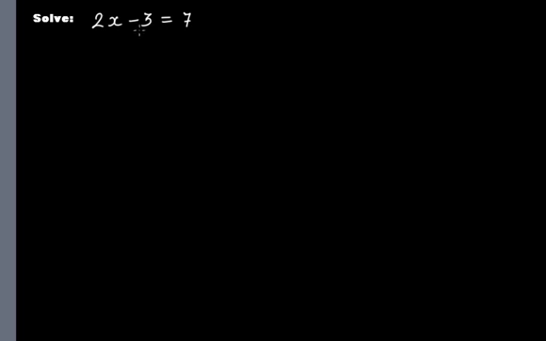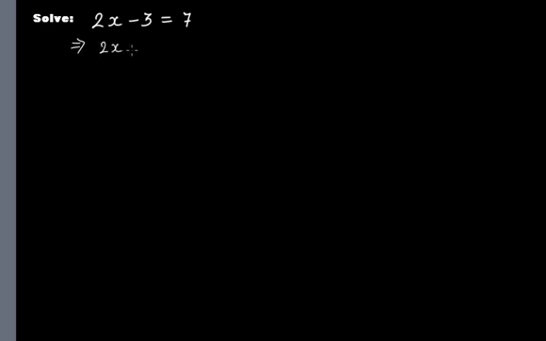Solve 2x minus 3 is equal to 7. It means you have to find the solution of this equation. That means you have to find the value of this x for which this equation holds true. To solve this, the first step will be to transpose minus 3 to the right hand side.